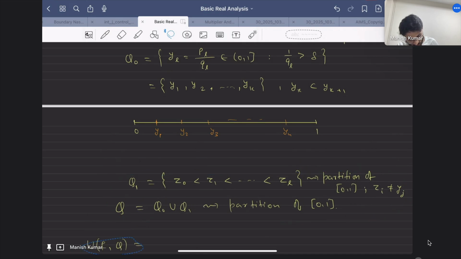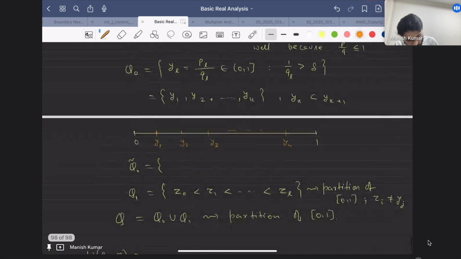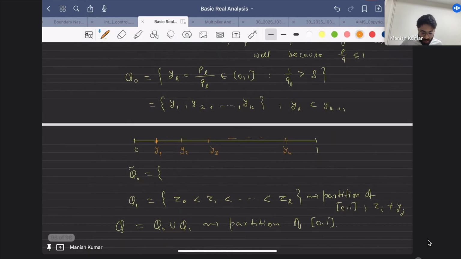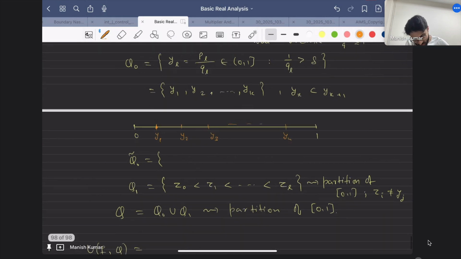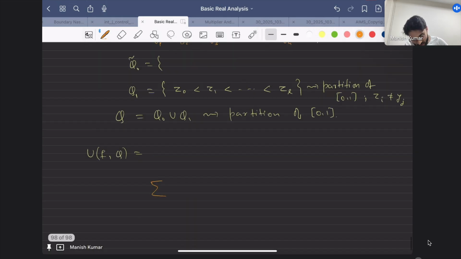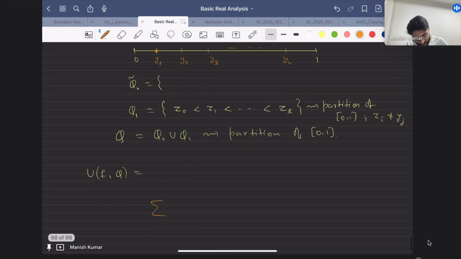So suppose I am defining another Q naught tilde. Okay, Q naught tilde is what? So now I'll not choose this y1. Okay, see what will happen. I'll just write roughly to make you understand first. If I calculate this kind of thing, I'll have the supremum of f on each of the sub intervals, and then I'll have the length of the interval.